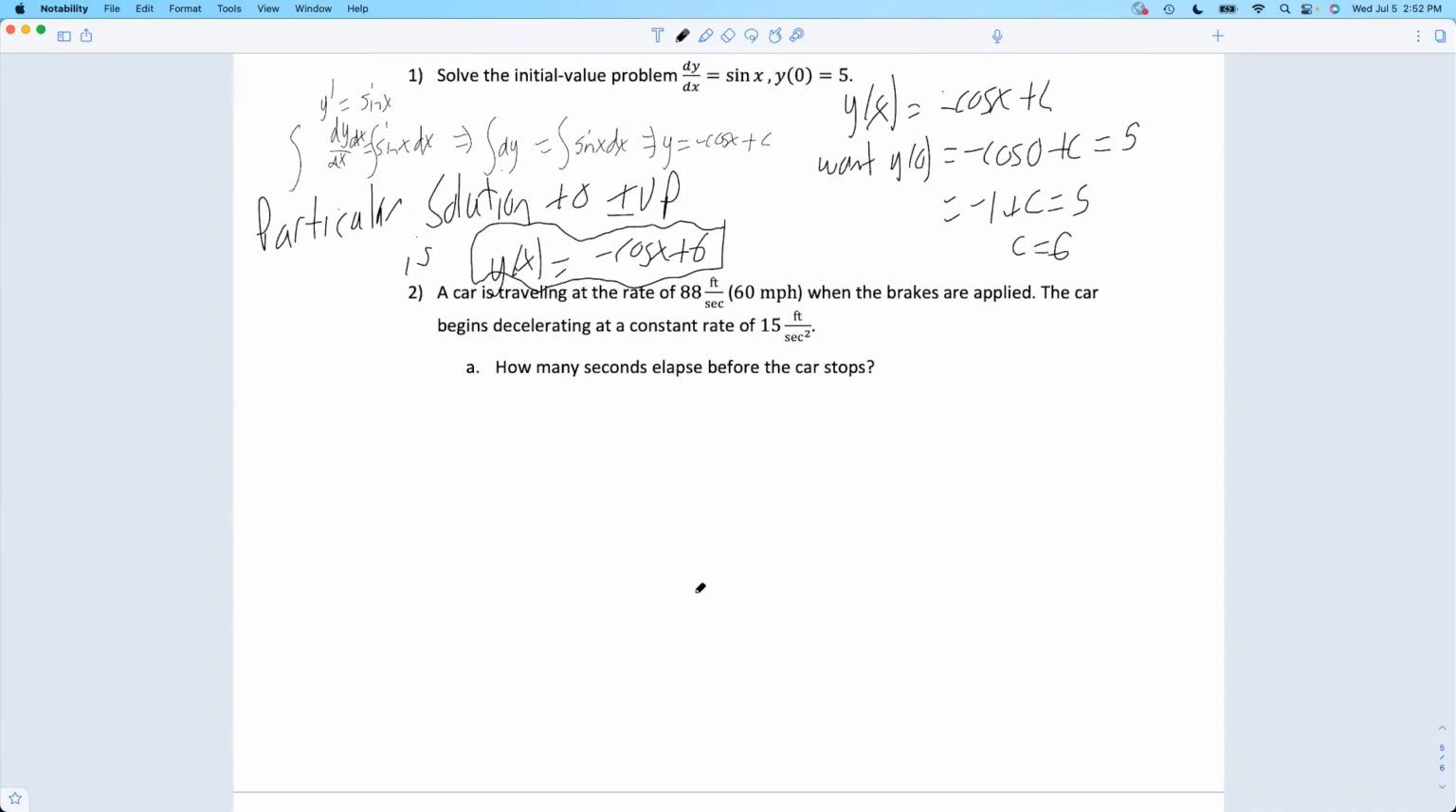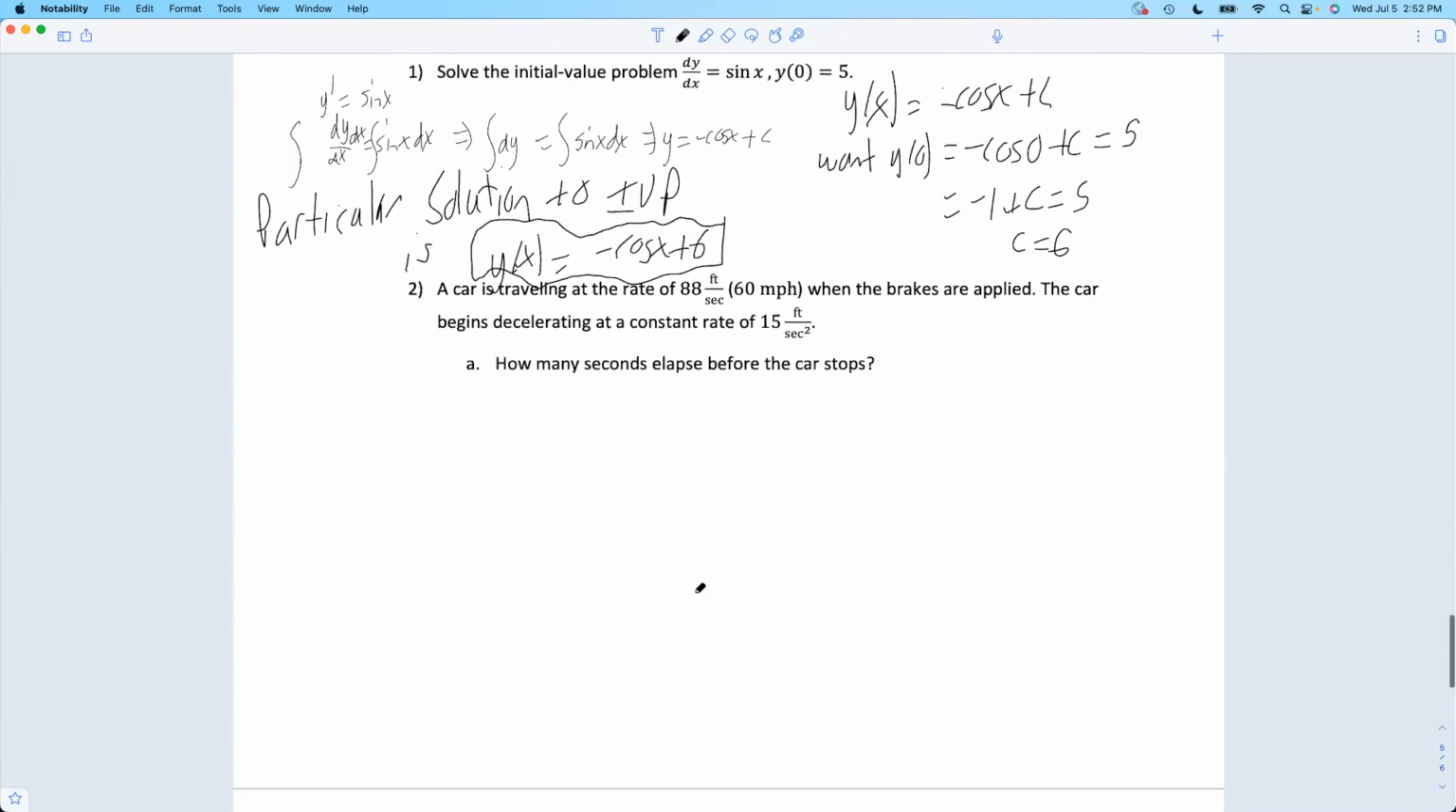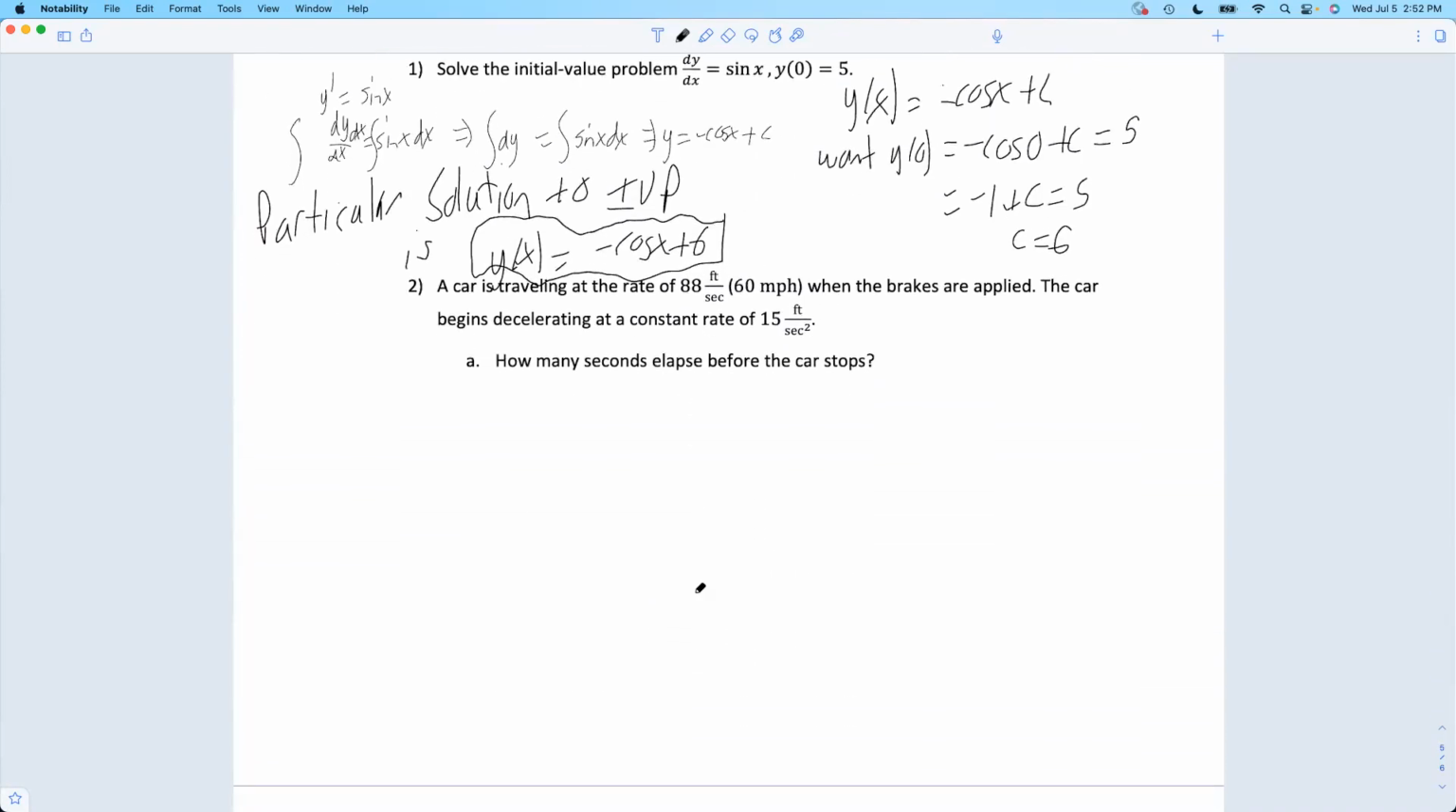Okay, let's do this problem. This will be our last problem today. So we've got a car traveling at some rate. So we know my initial velocity, v of 0, is 88 feet per second. That's my initial velocity. I'm also told that I'm decelerating.